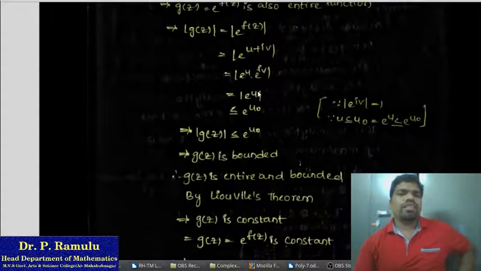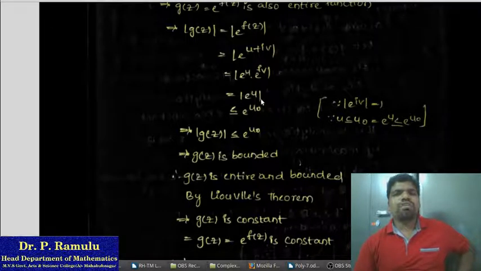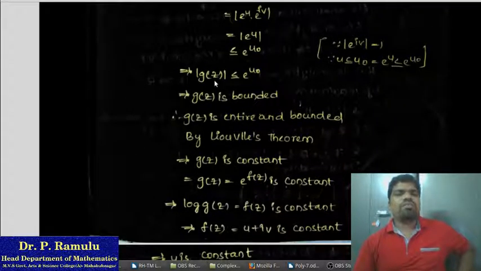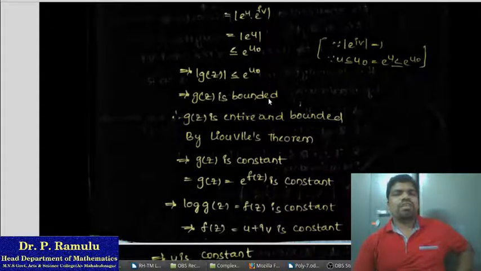We can take that in the value, that is less than or equal to e to the power of u, which is less than or equal to e to the power of u naught. Why? Because u is less than u naught by hypothesis. So I am writing this as less than or equal to e to the power of u naught, which implies mod g of z is less than or equal to e to the power of u naught. That means g of z is bounded.